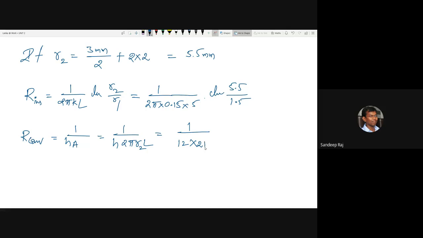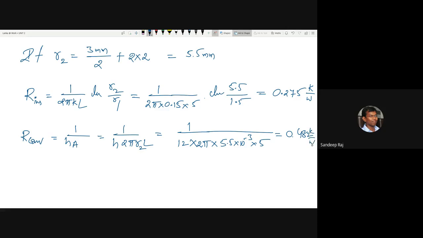So it's 12 into 2 pi into R2, which is 5.5, into L, which is 5. Okay, so tell me these values now. Now they'll change. R insulation is 0.275, and here R convection is 0.482 Kelvin per watt. Good.